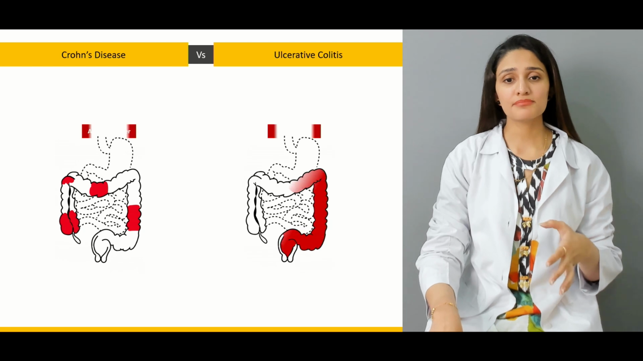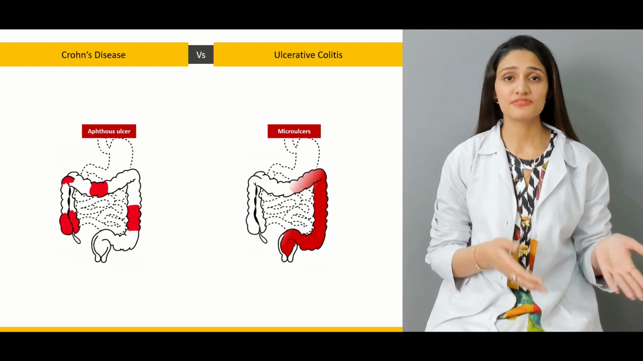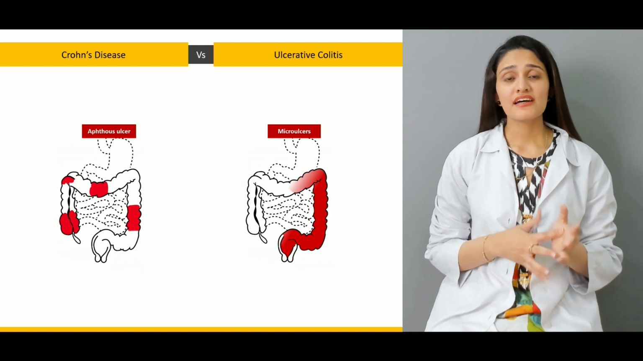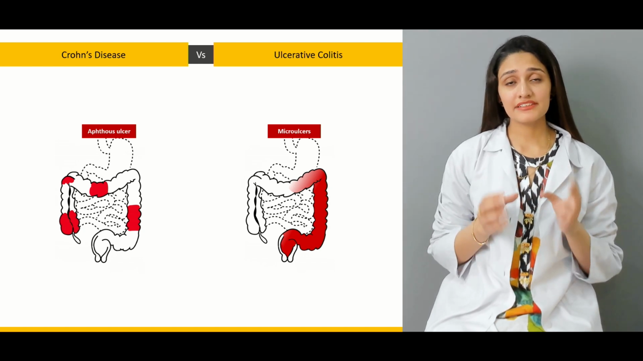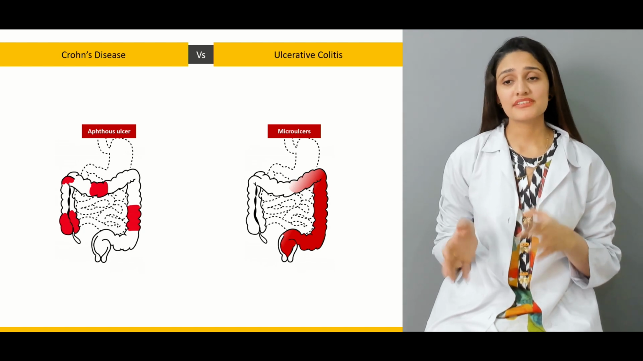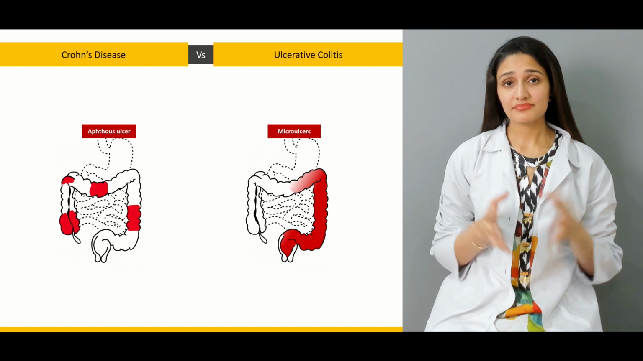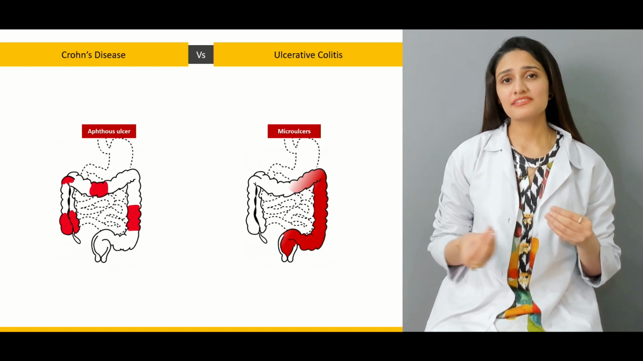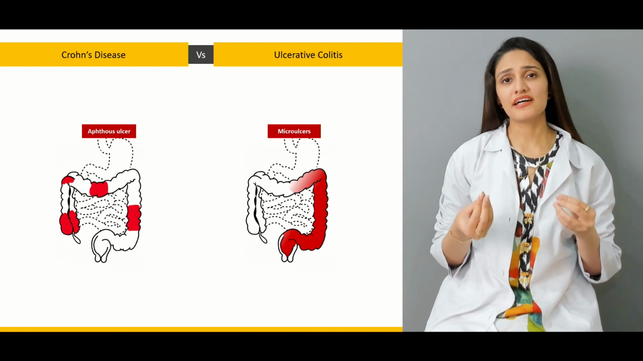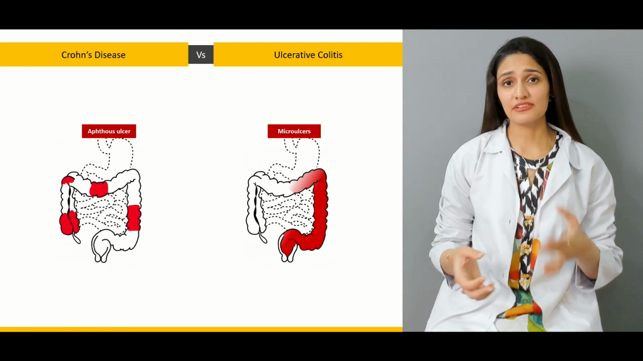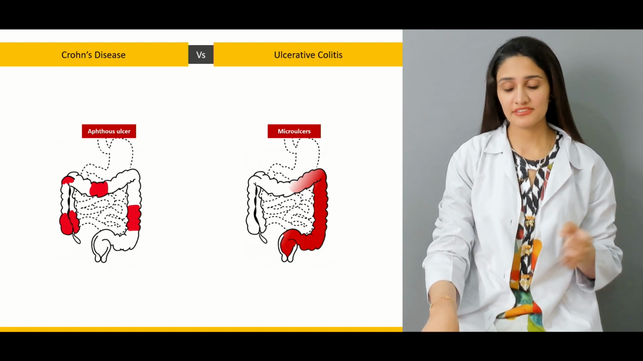So first, coming to the aphthous ulcers, like I've shown you the picture of aphthous ulcers in the previous slide. Aphthous ulcers are very typical of Crohn's disease. So aphthous ulcers aren't present in ulcerative colitis. But instead of aphthous ulcers, there are a lot of very typical micro ulcers that can be present within the intestine of a patient with ulcerative colitis.